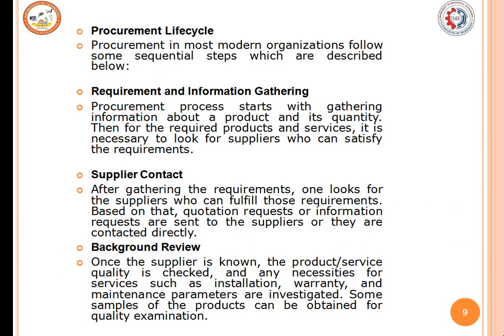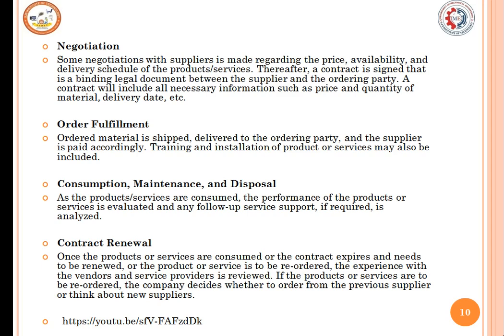So there are various steps in the procurement life cycle: requirement and information gathering, supplier contact, background review. At each stage you are going to check with respect to the customer. Further, negotiation happens: order fulfillment, consumption, maintenance and disposal, contractual review. So whenever you deal with the customer like this, you are going to take care of all these things so that you'll be able to go ahead with the product.